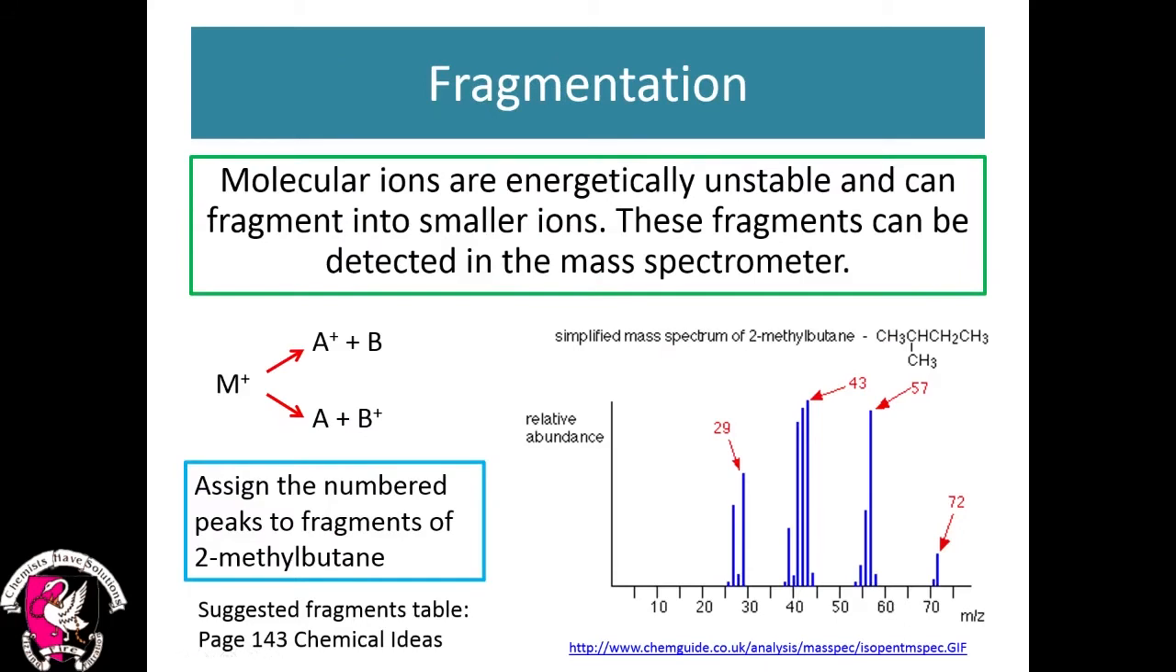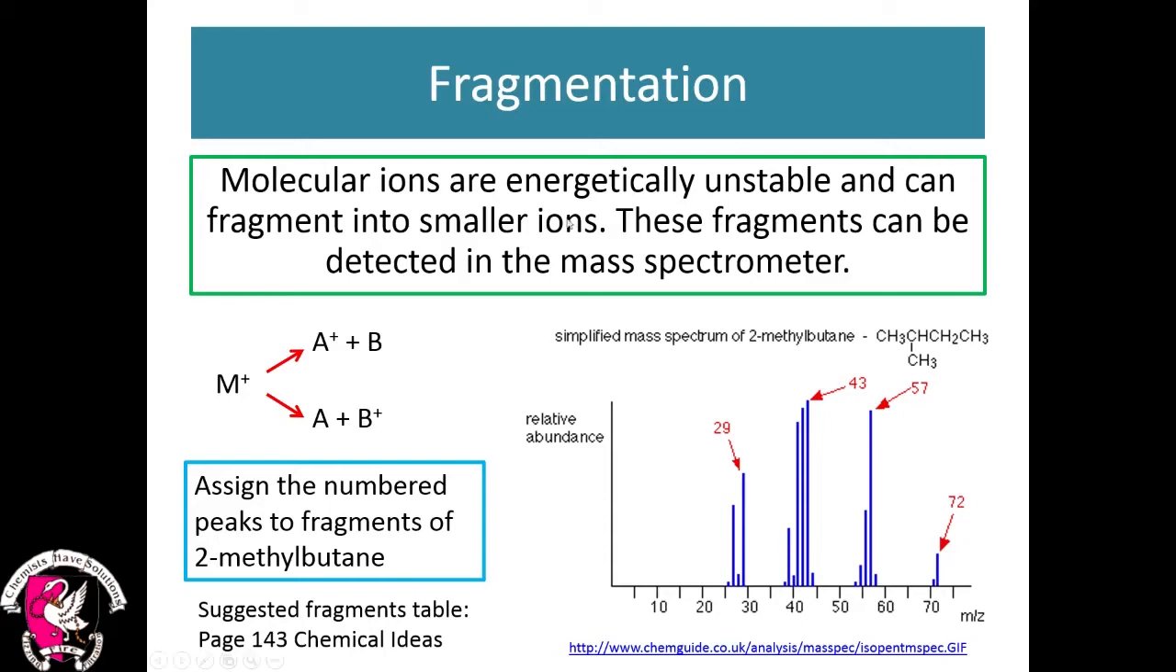And now we're going to talk about fragmentation, because this is really the next bit that we're going to be looking at. So these molecular ions are actually energetically not very stable, and they can break apart into two smaller fragments, two other pieces. One will carry the charge, and the other one will be neutral. So only one will be detected. Only things with a charge in this mass spectrometer can actually be detected.